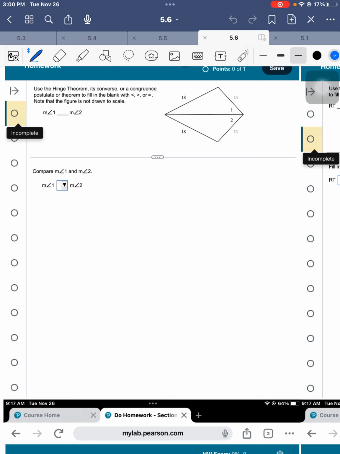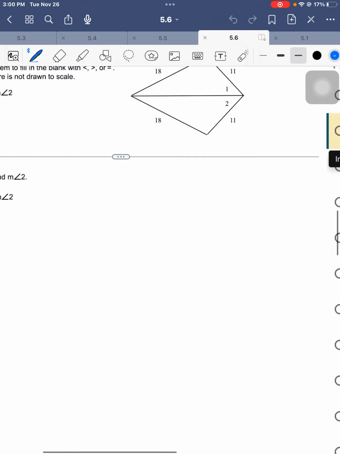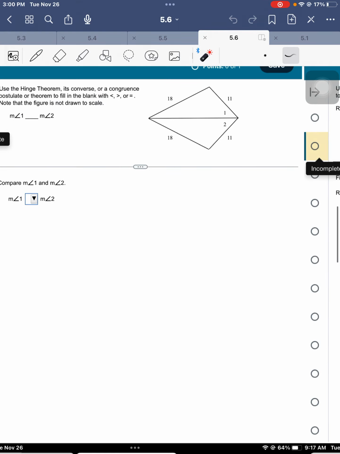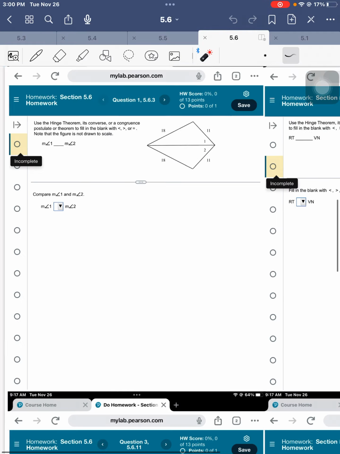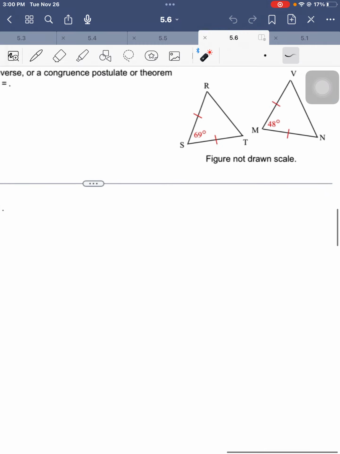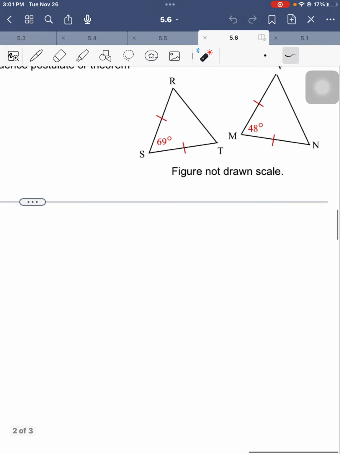So using the Hinge theorem, its converse or a congruence postulate or theorem, fill in the blank. Okay, so what do I have here? I have two pairs of congruent corresponding sides, and then I know that this is a reflexive property, right? So what do I know about these two triangles? They're congruent based on the SSS postulate. So what do I know about angles 1 and 2? They're equal, okay?